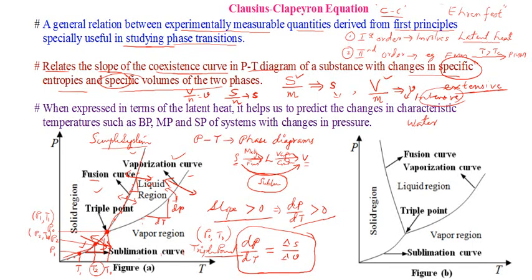To be very exact, you can express the Clausius Clapeyron equation in terms of the latent heat. I told you it is useful in first order phase transitions, so there will be latent heat involved. If you are able to relate this equation to the latent heat of the system, then it will help us to predict the changes in characteristic temperatures. What are the characteristic temperatures of the system? Such as boiling point, melting point, sublimation point, etc.